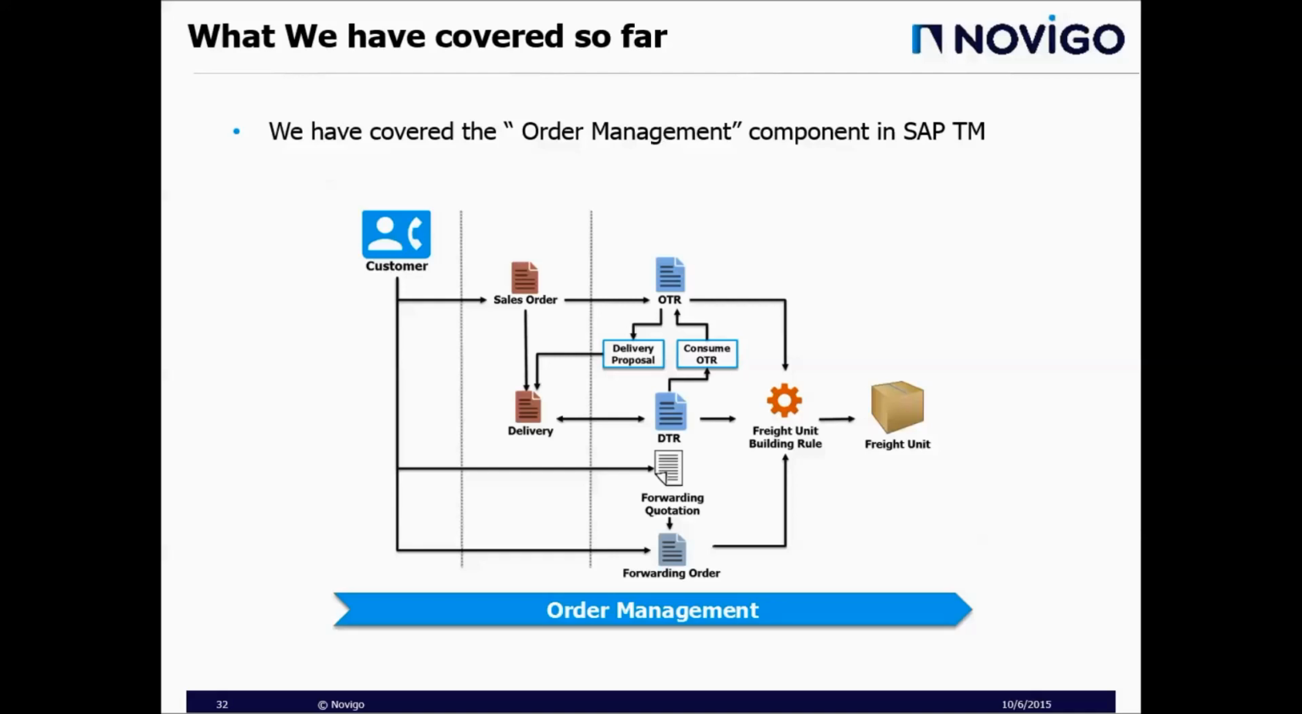So far, we've covered the first component of SAP Transportation Management. We saw how we can receive orders from customers into SAP ERP or directly into our SAP TM. We discussed what is OTR and what is DTR. Then we saw how we can convert all transportation requirements, including OTR, DTR, and forwarding order to freight units using freight unit building rule.